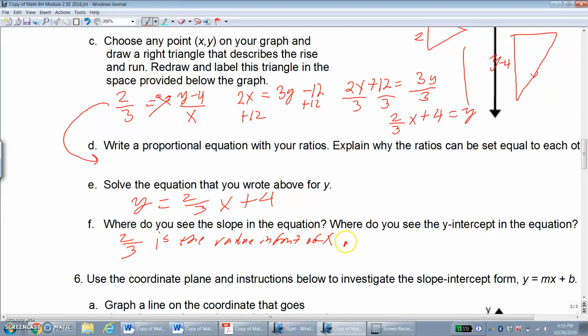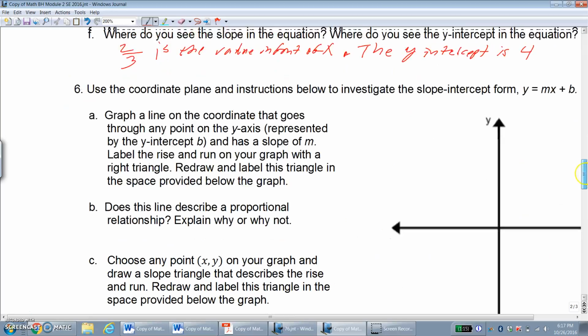And the y-intercept is 4. And that's the number being added to y equals 2/3 x. Okay? So let's go ahead and try this again now. We're going to try it without any values. So we're just going to have m, x, and b here. So let's go ahead and look at this.